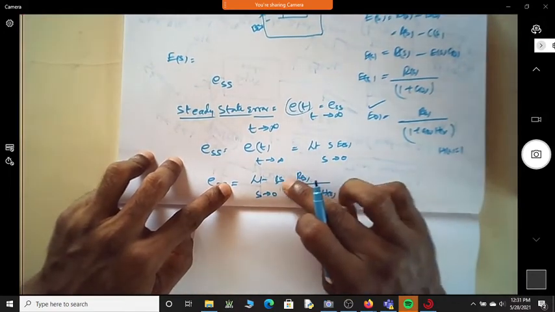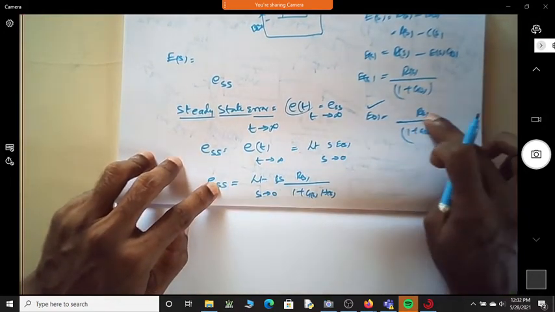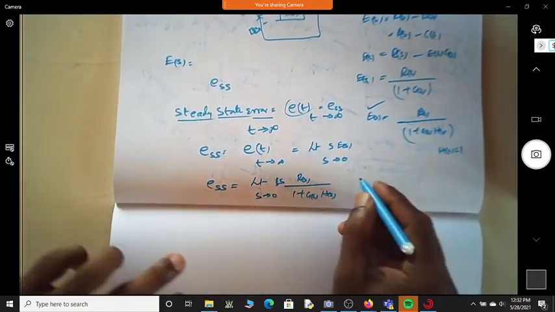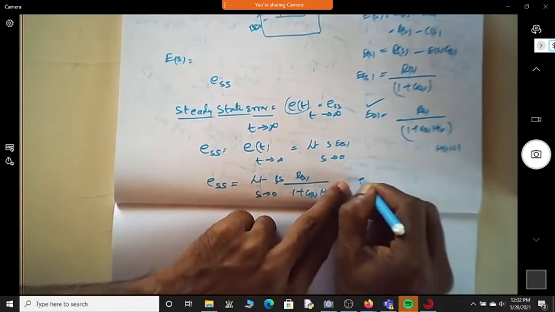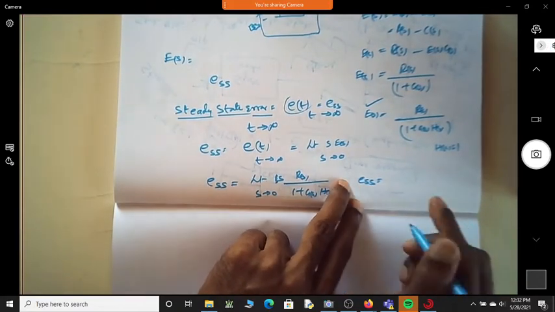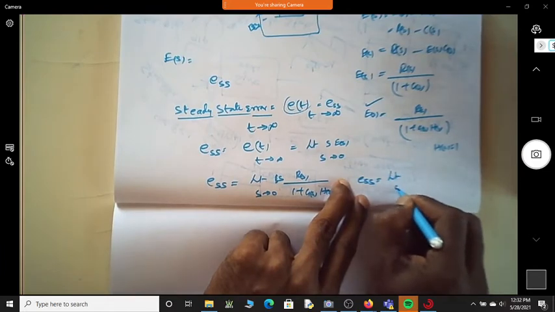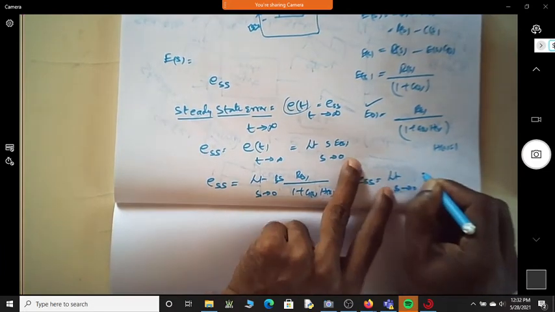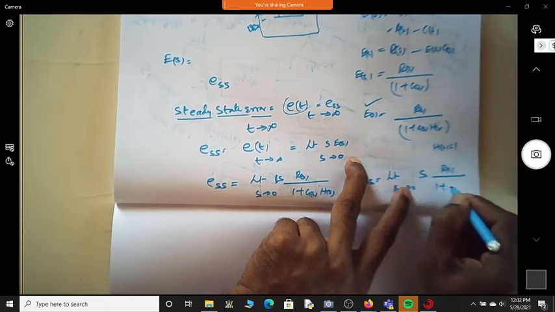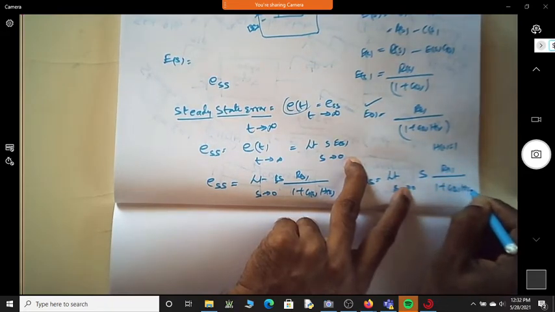Because I am simply writing what E(s) is. E(s) is nothing but R(s) divided by 1 plus G(s) H(s). So now with this expression for E(s), what is the steady state error, e_ss? It is nothing but the limit of s tending to 0 of s into E(s), which is s into R(s) divided by 1 plus G(s) H(s).